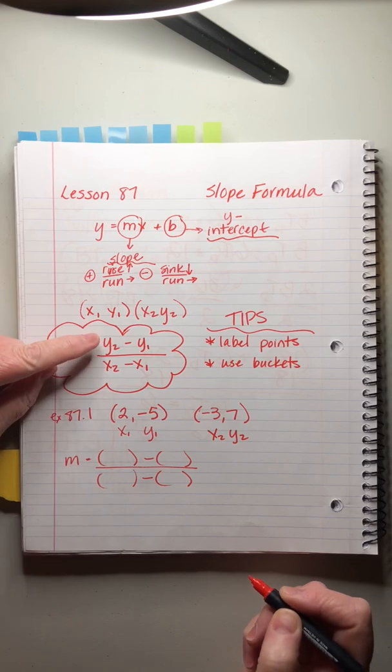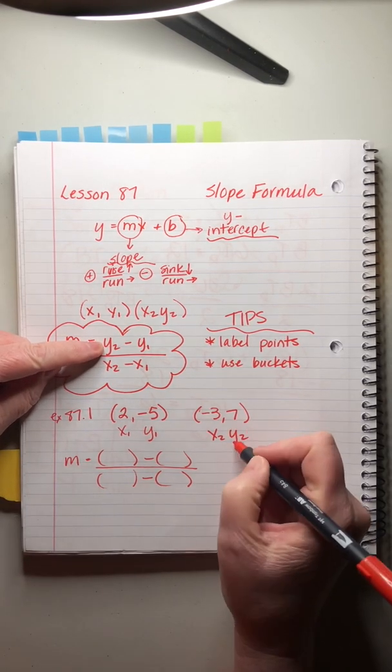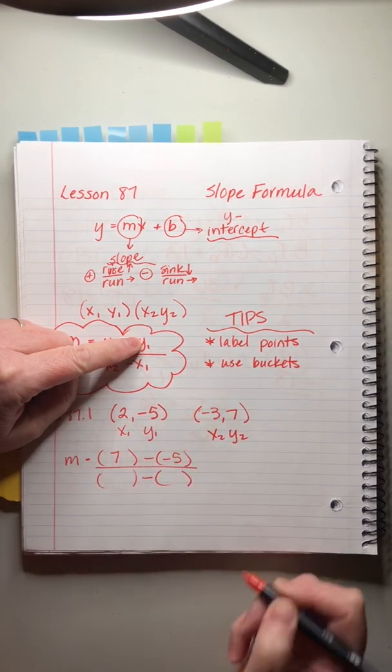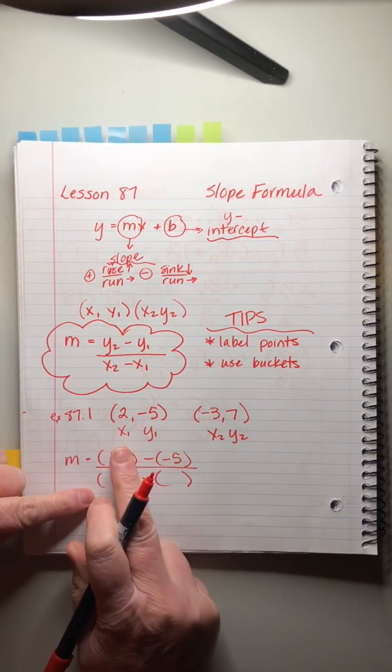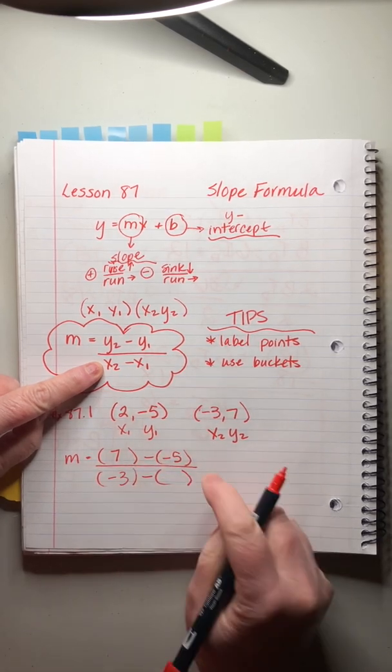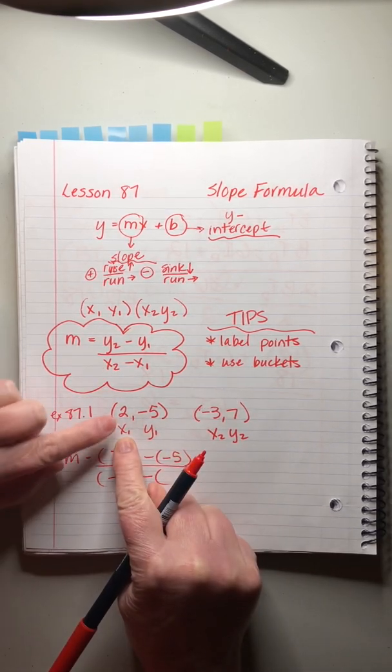Now we plug in. Go carefully. y2 is 7. y1 is -5. x2 is -3. And x1 is 2.